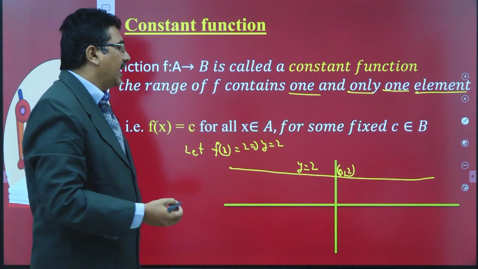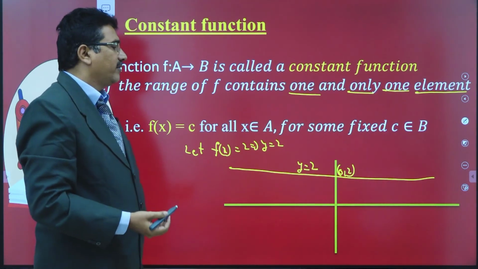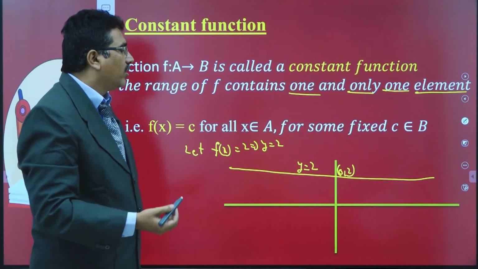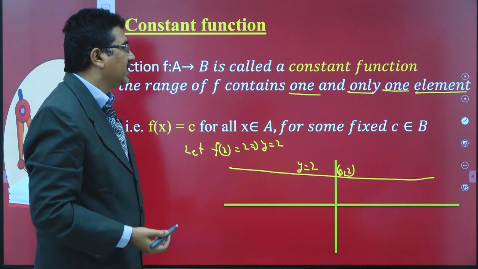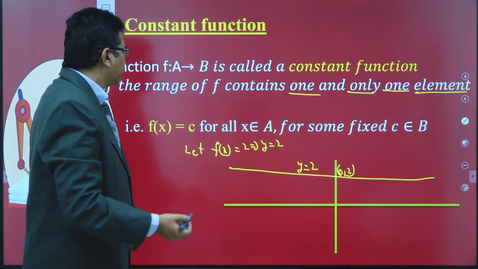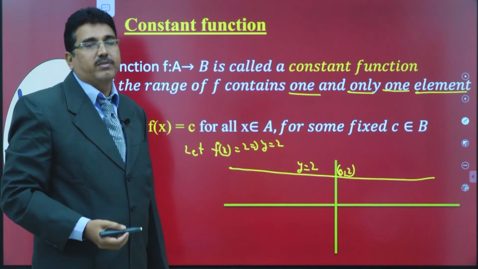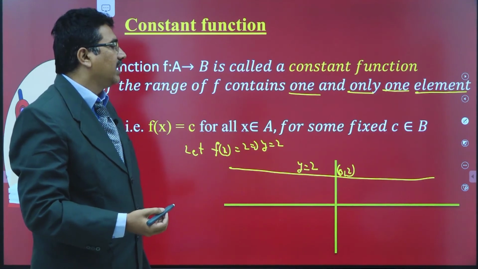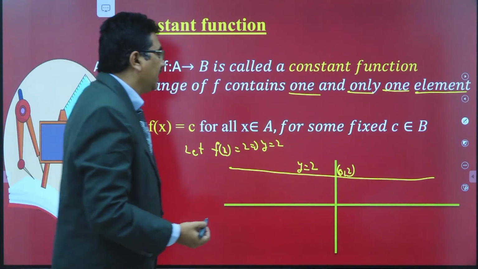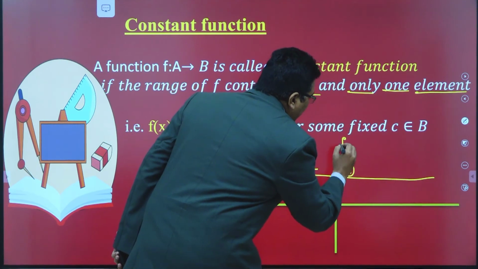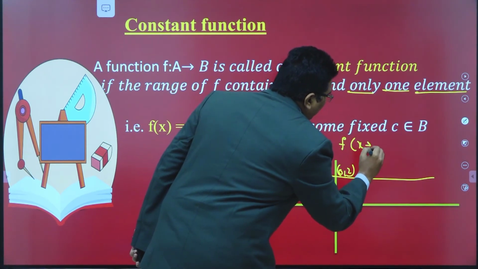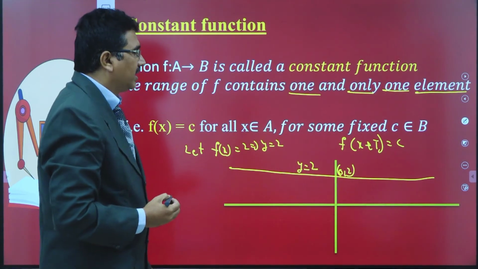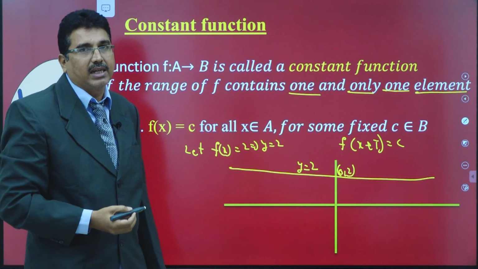This is an onto function only if the codomain contains only one element. Now, what is the period of this function? F of x equal to c, the constant function, is a periodic function, since f of x plus t is also equal to c. That's why this is a periodic function.